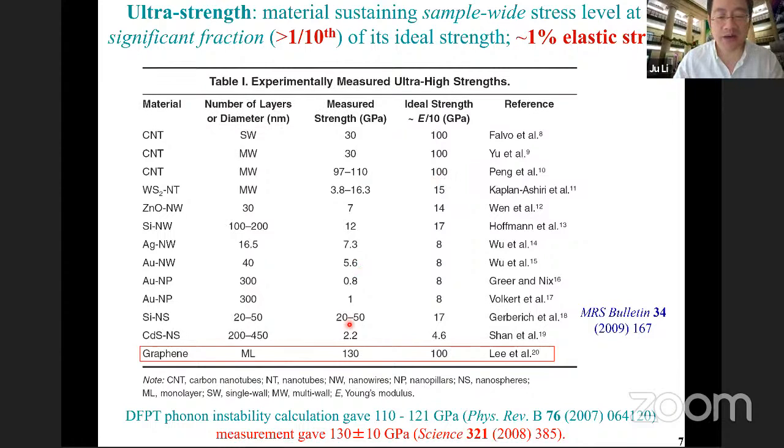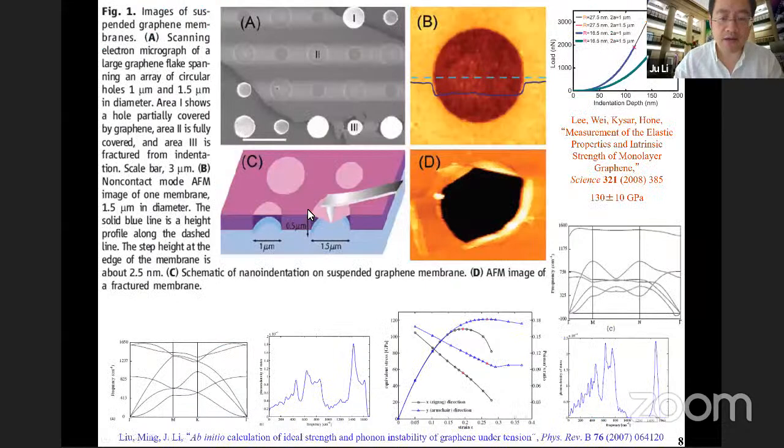One thing I want to point out is that in this graphene case, you have extreme size in the Z direction, but you can be extended in X and Y. We've done a DFT calculation. So we calculated that a monolayer graphene would be phonon stable until about 110 gigapascal. And then a year later, people from Columbia measured 130 gigapascal.